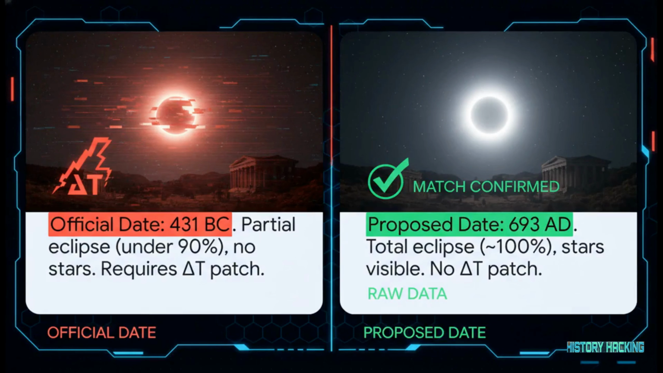Let's just break it down side by side. The official date gives us a partial eclipse, no stars, and it absolutely requires that delta t patch just to be in the right neighborhood. The proposed date of 693 AD: total eclipse, stars visible, and here's the best part. It requires no artificial patch. It just fits the raw data perfectly.